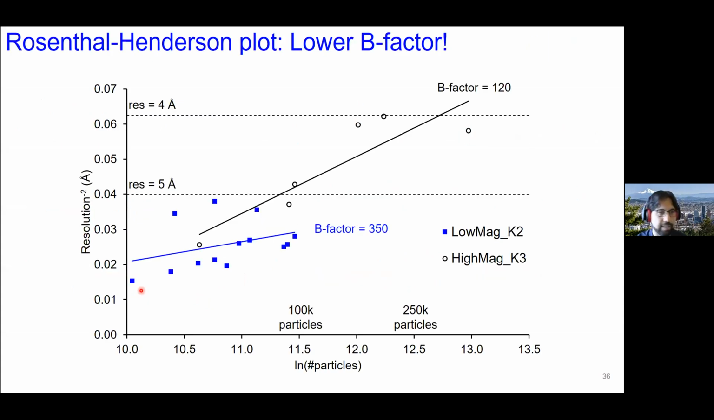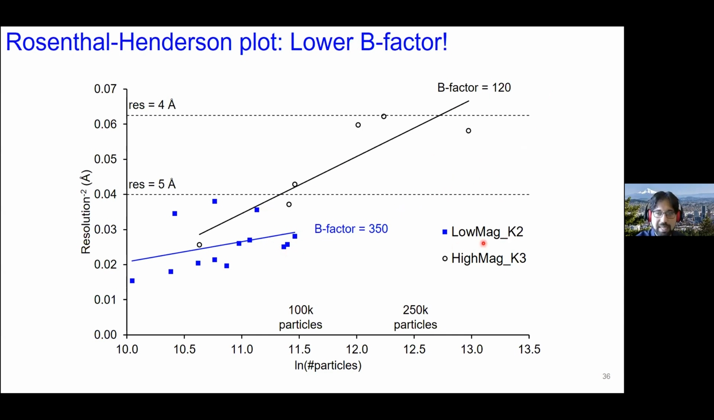Now, can we quantitate that? The answer is kind of yes. If we look at the Rosenthal-Henderson plot, where you plot the square root of resolution as a function of the natural log of particles, the slope of this plot can give you the B factor. For the first set of data that we collected at low magnification, the B factor was 350. That means that you need to add an astronomical number of particles to be able to reach 5 angstrom and 4 angstrom and above.